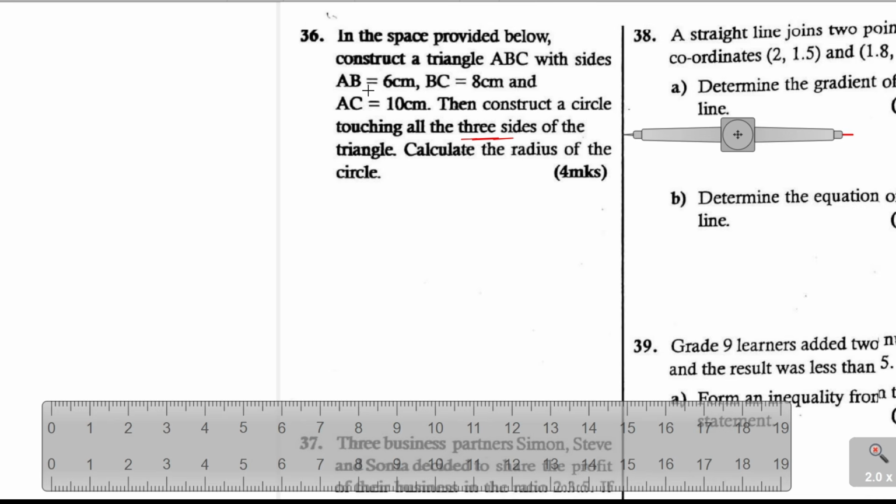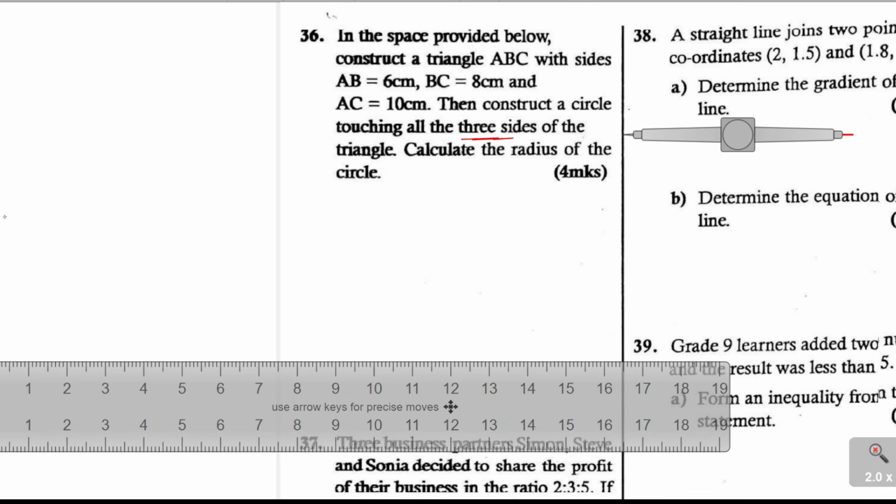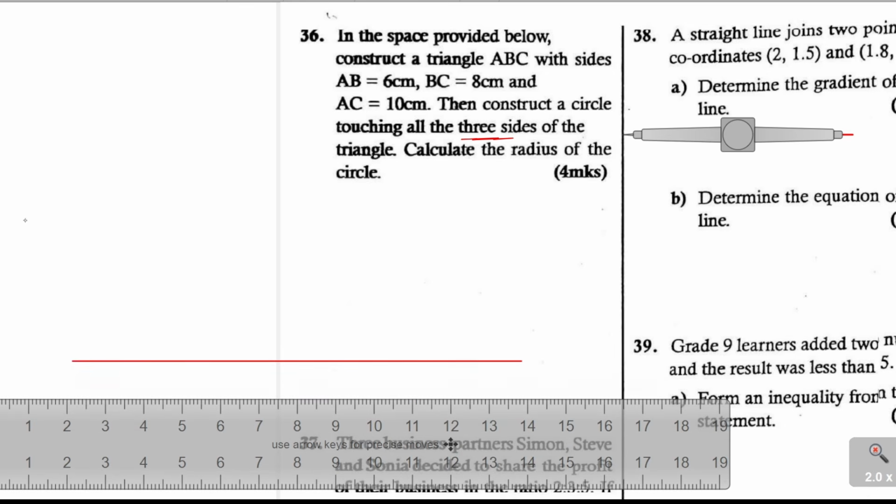So start with AB. AB is 6 centimeters. So you simply draw a straight line. AB should be 6 centimeters. So simply take a measurement using a ruler.